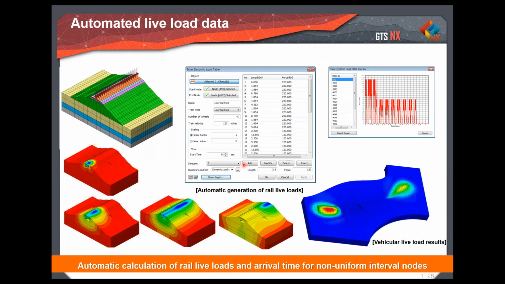And this is about train dynamic load. Since the advent of high-speed railway lines, we can no longer consider the load coming from the train as a static load. We need to consider it as a dynamic load, because train dynamic load is a type of load which varies with time and which varies with space as well.